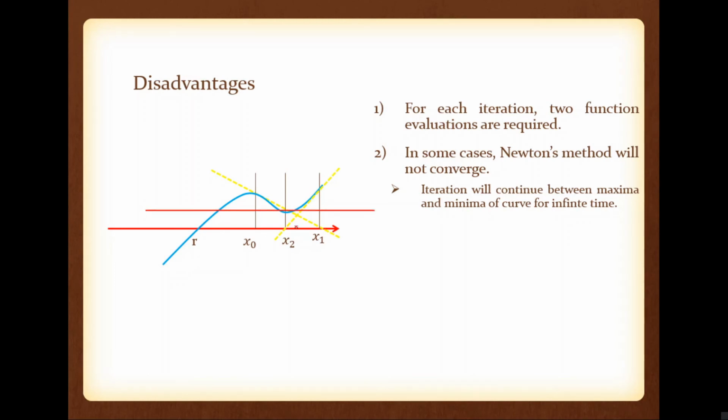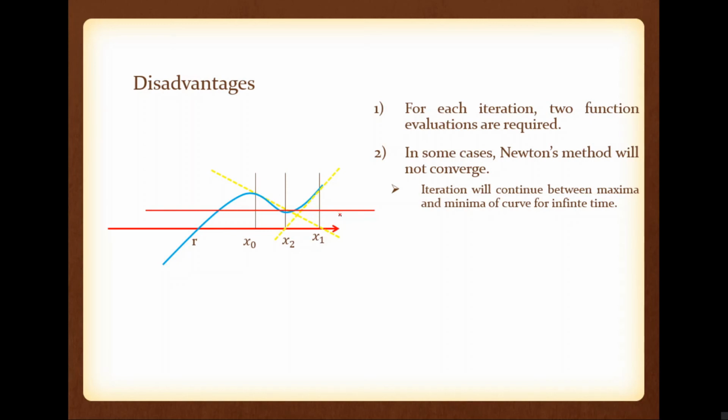It means it will not intersect with the x-axis. It will not intersect with the x-axis because at this particular point f dash of xn is 0. That is why it is not intersecting with the x-axis, because this one is a local minimum. So it will not give a numerical value. The method gets stuck at this particular point. So that is the disadvantage of Newton's method.